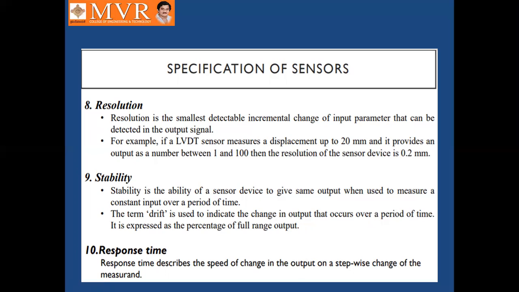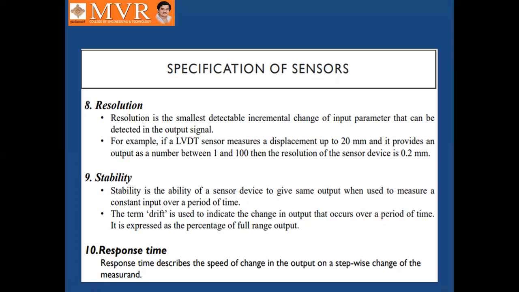For example, the LVDT, a linear variable differential transformer. This type of sensor measures displacement up to 20 mm and provides an output as a number between 1 and 100. Then the resolution of the sensor device is 0.2 mm. How does it come? 20 by 100, simply.